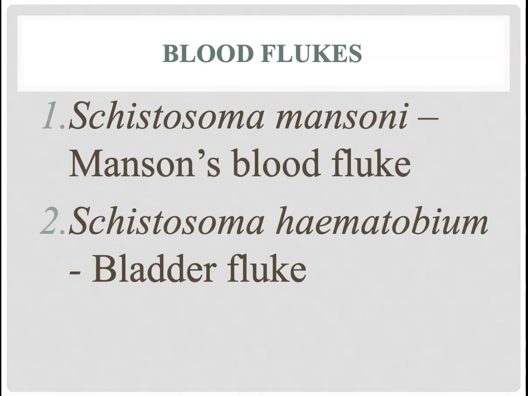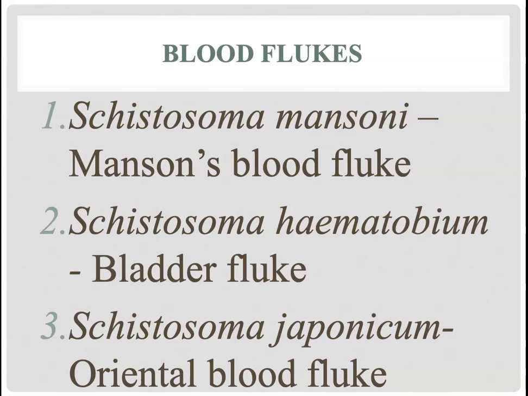Now, I've mentioned these schistosomes several times. These are your blood flukes, meaning the adults are going to inhabit blood vessels. They're not inhabiting tissues of organs. They actually live in the blood vessels. So the genus of all of these is Schistosoma, and we have 3 different species. Schistosoma mansoni, also known as Manson's blood fluke, Schistosoma hematobium, also known as the bladder fluke, and Schistosoma japonicum, also known as the oriental blood fluke.